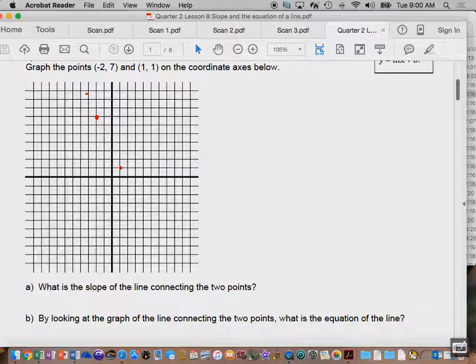All right, looks to me like the slope is going to be down 2 over 1. Okay? What's the slope of the line connecting them? Down 2 over 1, down 2 over 1, down 2 over 1. So the slope is -2 or -2 over 1. By looking at the graph, what's the equation of the line? Y equals -2x, plus 3.